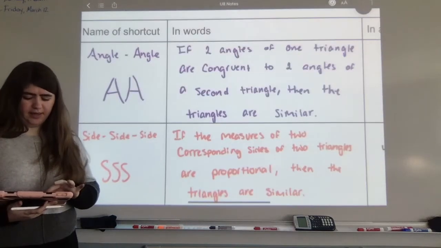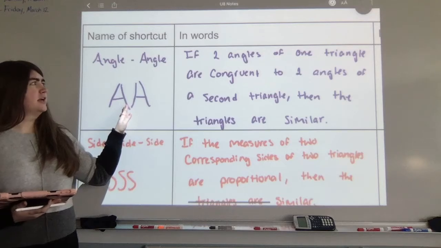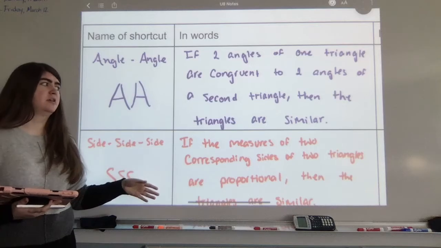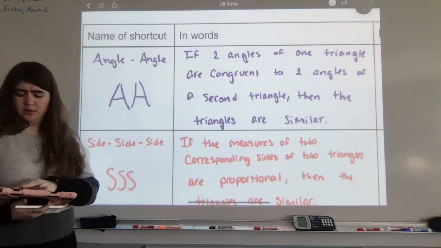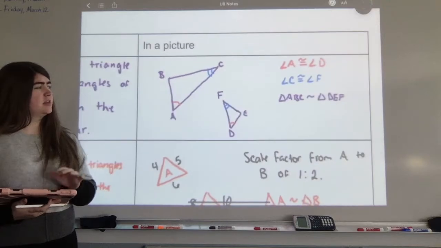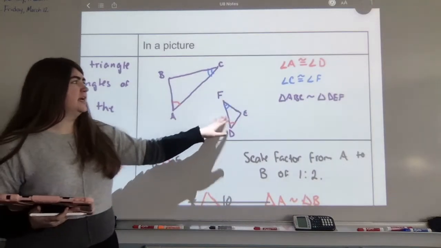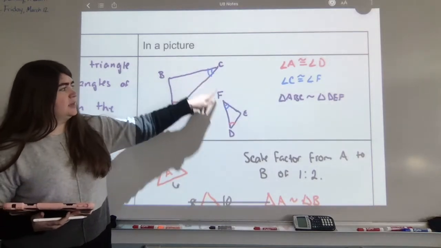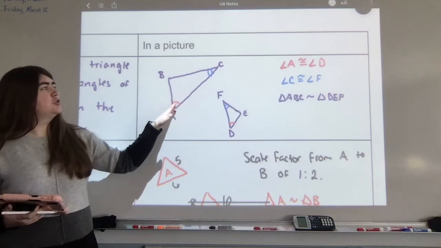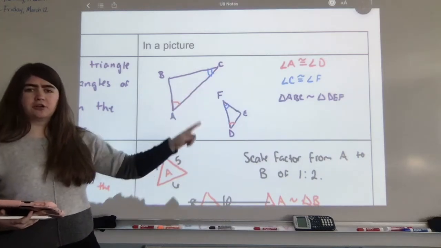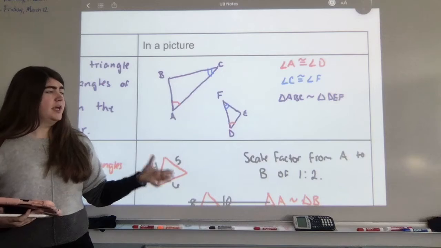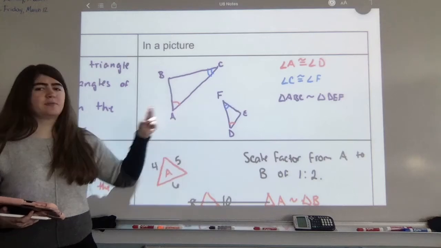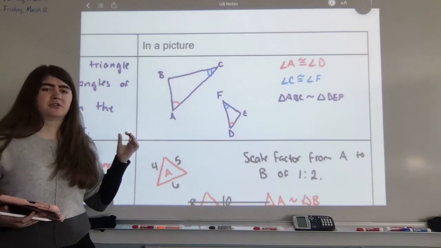So starting with angle, angle. For angle, angle, if two angles of one triangle are congruent to two angles of a second triangle, then the triangles are similar. In a picture, what that looks like is if we have triangle ABC and triangle DEF, where angle A and angle D are congruent, and angle C and angle F are congruent, then we have two sets of angles between our triangles that are corresponding and congruent, and therefore our triangles are similar. So if you can show that two sets of corresponding angles are congruent, then your triangles are similar.